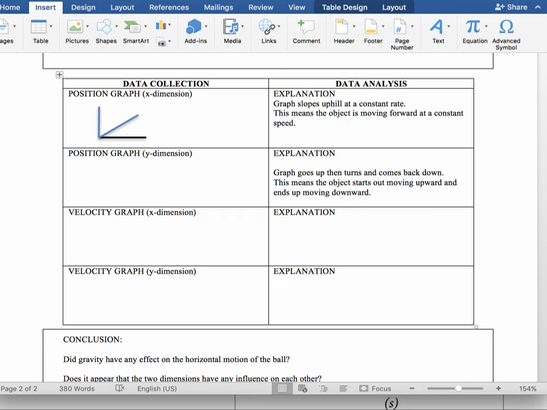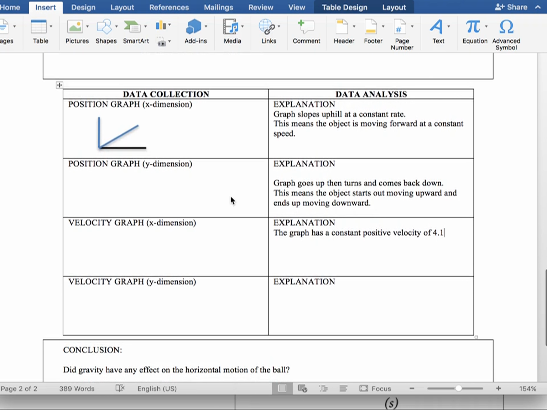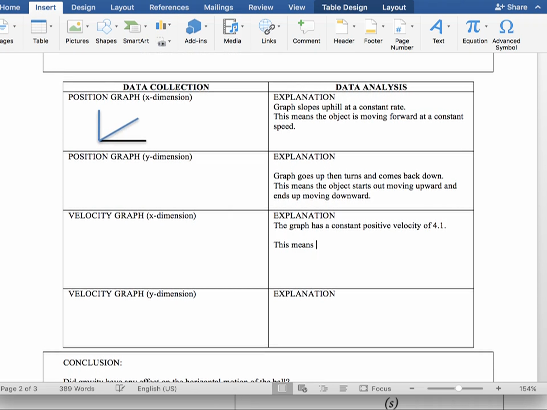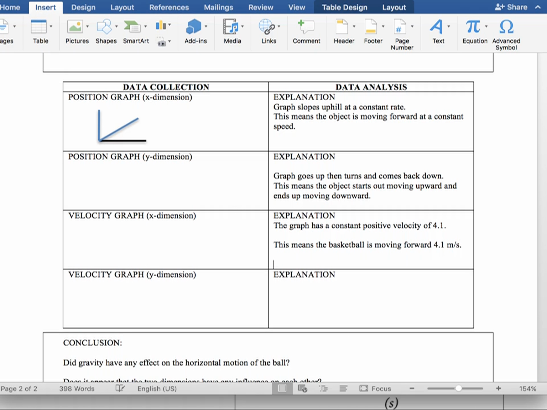On your velocity graph, the graph has a constant positive velocity of 4.1, was it? I don't remember. What this means in real life is the basketball is moving forward 4.1 meters per second. So this was the forward speed of the ball as it crossed the court.